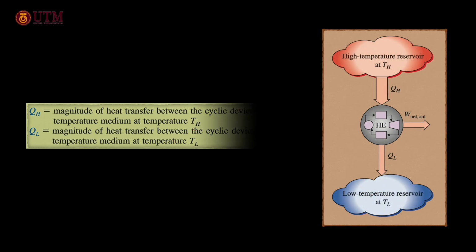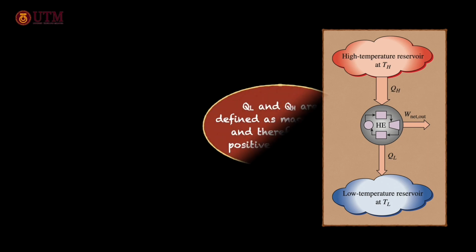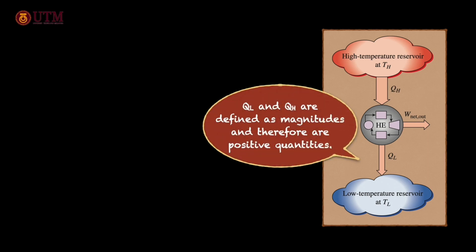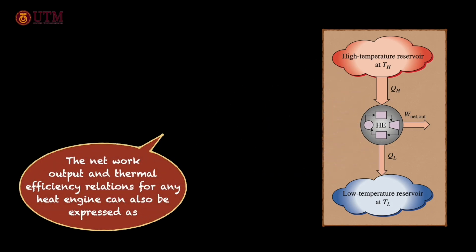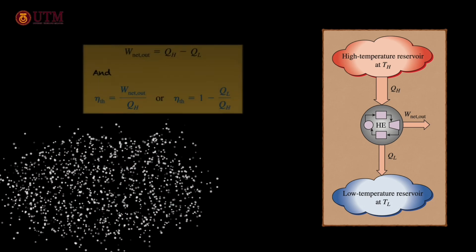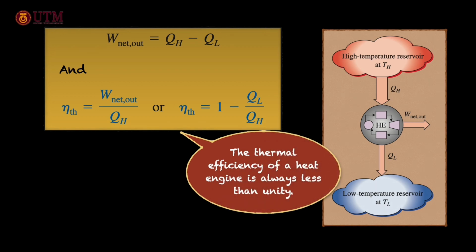QL and QH are defined as magnitudes and therefore are positive quantities. Then, the net work output and thermal efficiency relations for any heat engine can also be expressed as follows. The thermal efficiency of a heat engine is always less than unity.